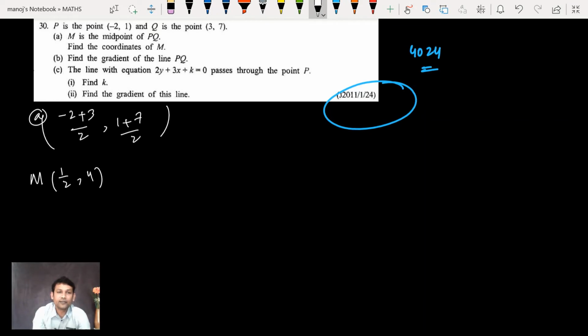You can write M like this here. Part B, gradient. Gradient is what? y2 minus y1 over x2 minus x1. For PQ, 7 minus 1.